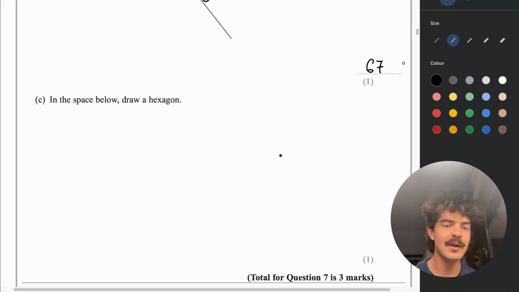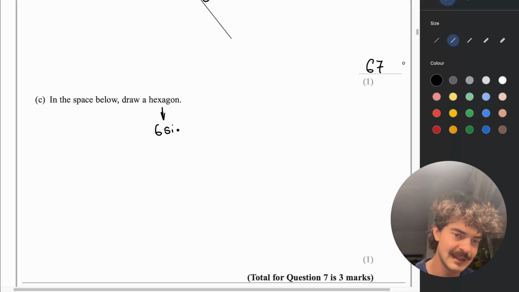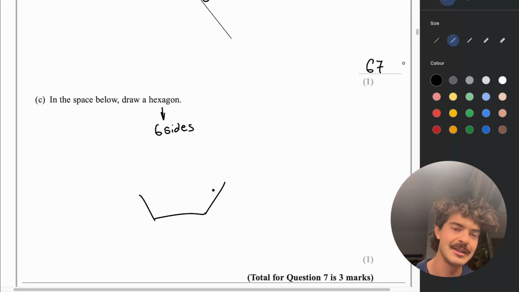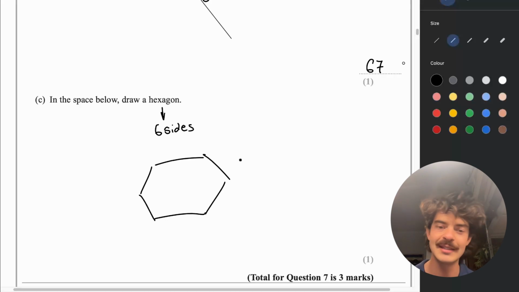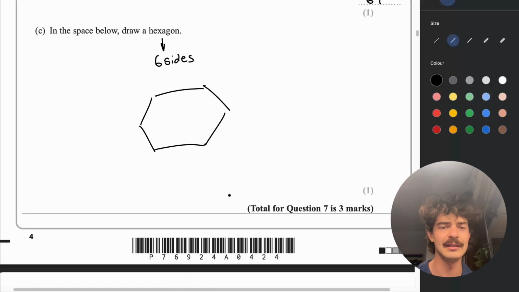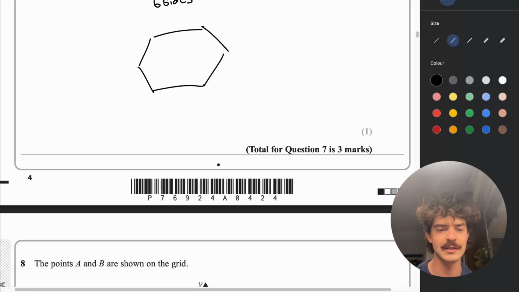In the space below, draw a hexagon. Okay, hexagons have 6 sides. It doesn't necessarily say it needs to be regular, so I'd get your ruler out and draw something with 6 sides. Typically something like this. You want that sort of honeycomb design that you'd see. There you go, something like this.